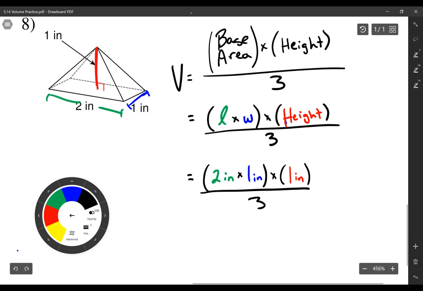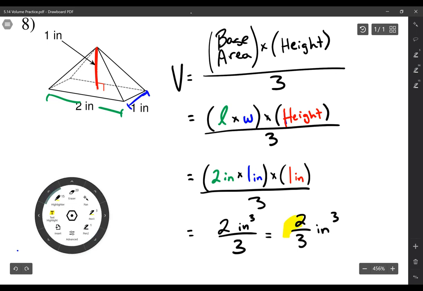So I'm actually going to have 2 inches cubed all over 3, which simplifies to, we can combine the 2 and the 3 as 2/3 and leave the units on the side here, so inches cubed. And that gives us our final answer of 2/3 inches cubed. If we were working with a rectangular prism, it would be 3 times that much, or 2 inches cubed. But that is our answer for number 8.